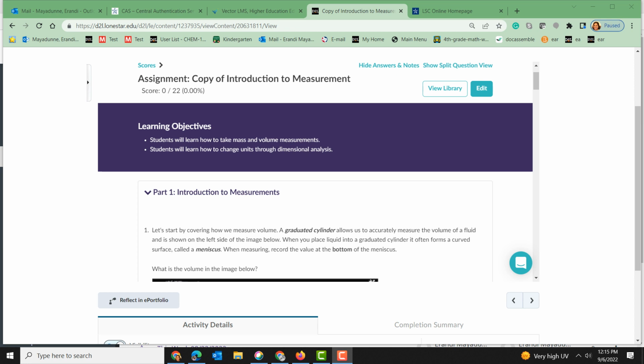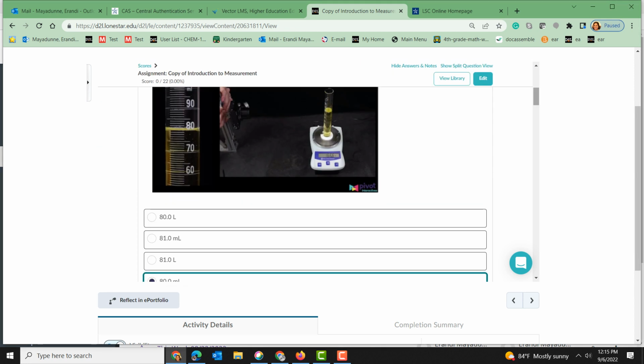I'm coming to show you the copy of Introduction to Measurement Lab. This lab will teach you about mass and volume measurements, and we will also become familiar with the units using dimensional analysis. Part 1 is direct. It asks you to find the reading.